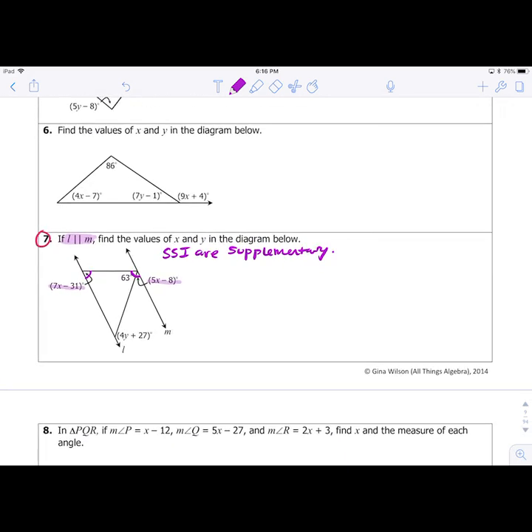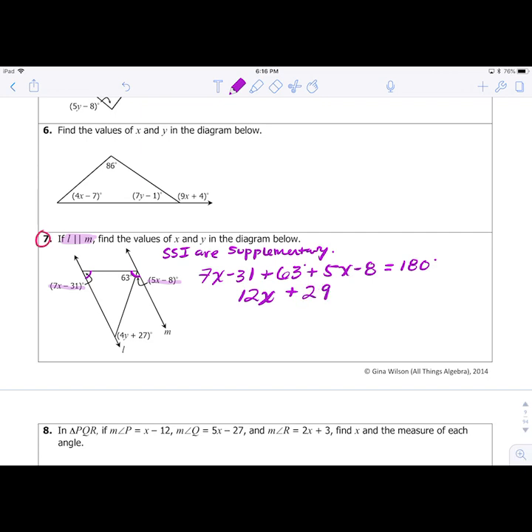So we know if we add them all together, we'll get 180, okay? So let's do that. Plus 63 degrees plus the 5x minus 8 degrees. That's going to get us a nice 180, okay? Let's add our x's together. 7 plus 5 gets us 12x. Negative 31 plus 68. Subtract an 8 from that, I get 29.